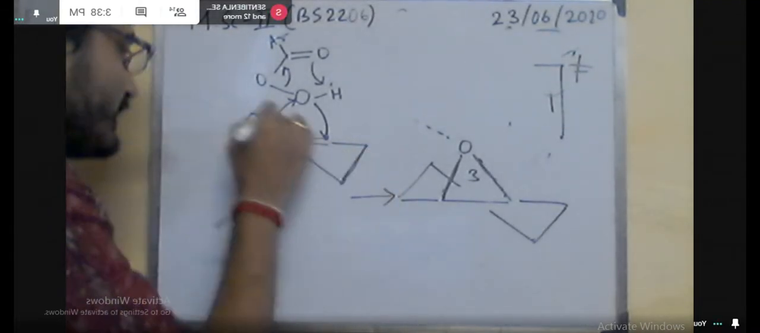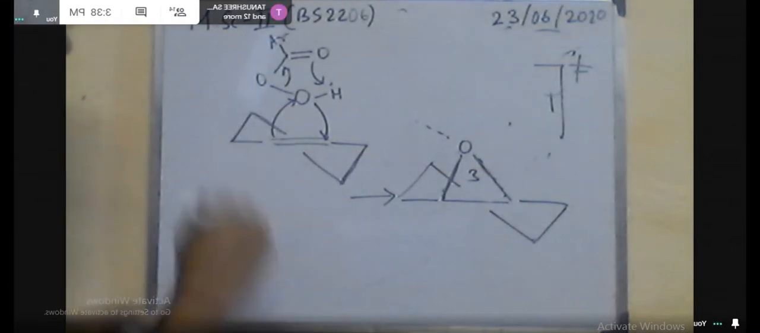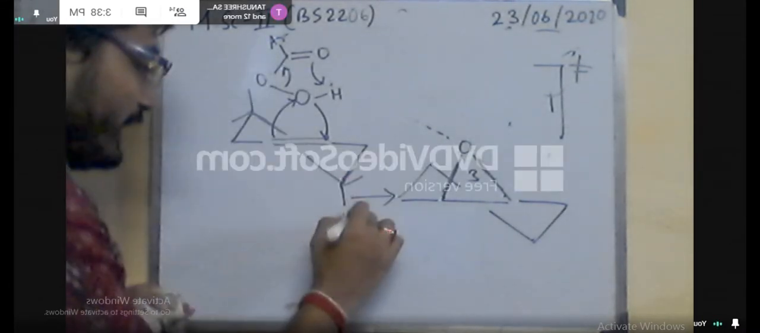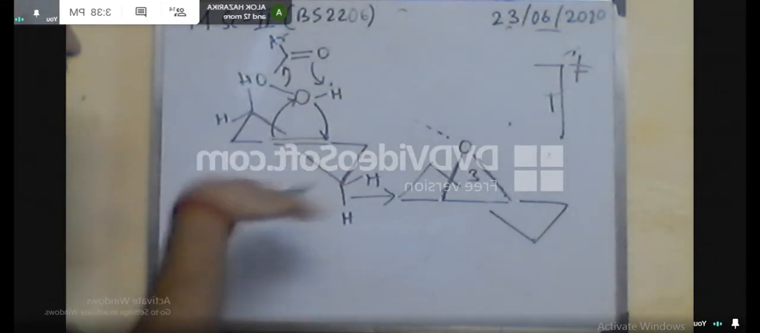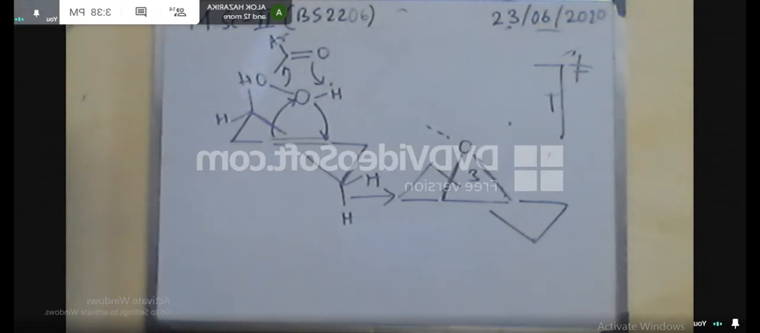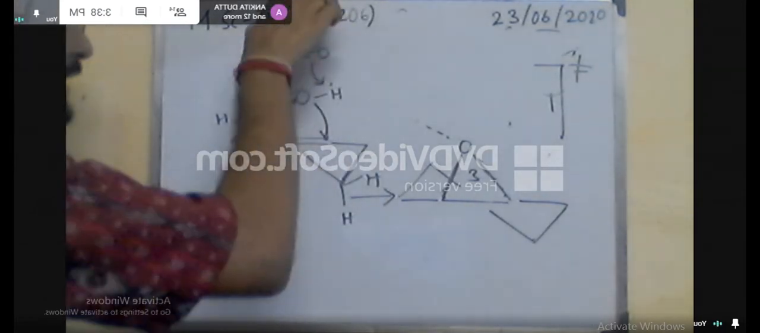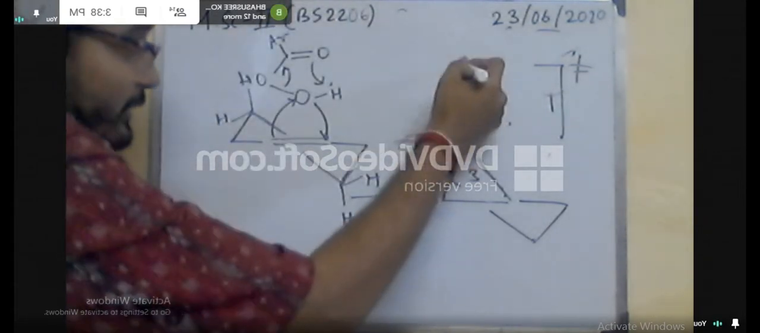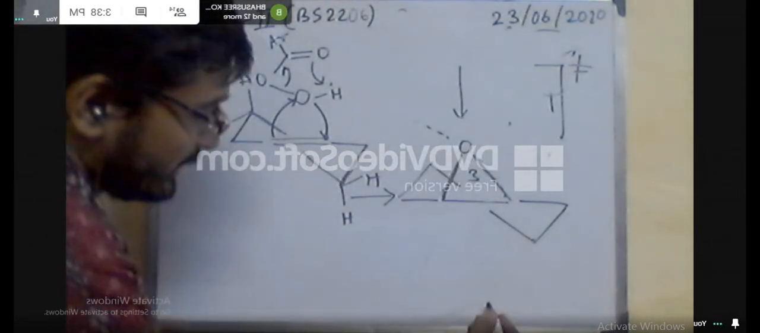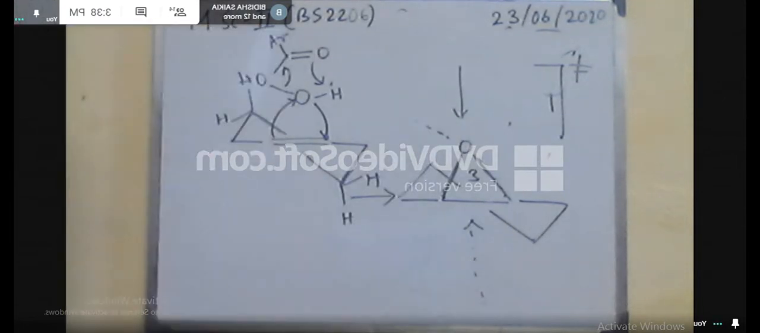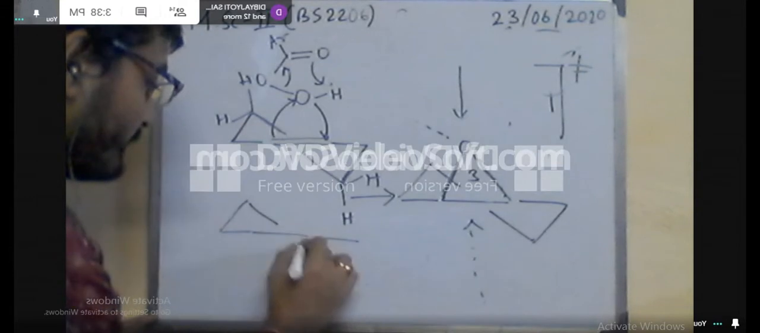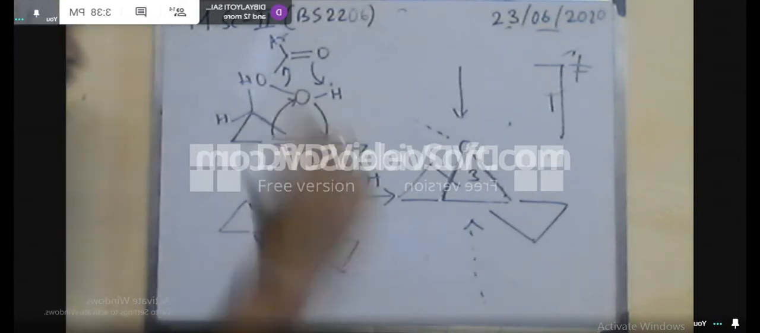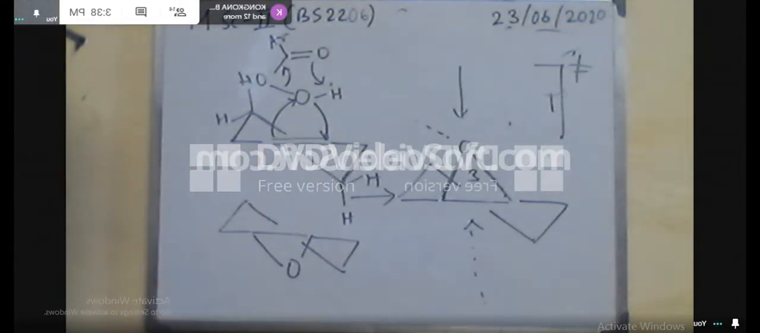That means epoxidation can be facilitated from the top phase and it can also be facilitated from the bottom phase. We can draw the structure like this way also. Both the structures are identical, so equally you will get the product. But if there is a substitution in the cyclohexene system, then what will be the scenario? So there are two common examples.